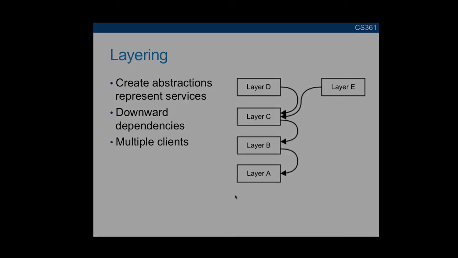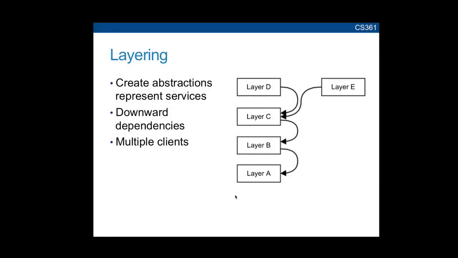Finally, it's worth mentioning that each layer can have multiple clients above it, but they never reach beyond the layer that's immediately below them. So layer D and E are two of the multiple clients of layer C, and layer C is dependent only on layer B. The other thing that's important to note here is that layer C has no dependencies back to layer D and E.